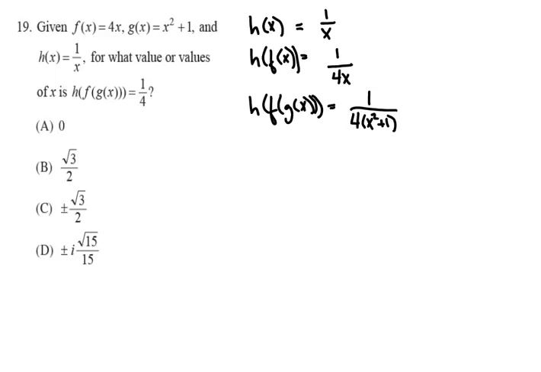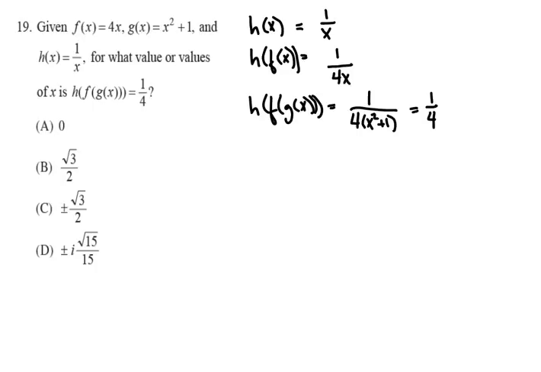And so now we have our final form of h of f of g of x. It's 1 over 4 times the quantity x squared plus 1. And we could also write that as 1 over 4x squared plus 4. And we want to know for what values of x this is equal to 1/4.